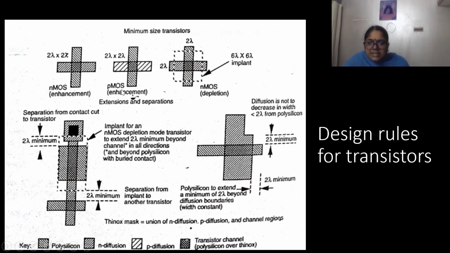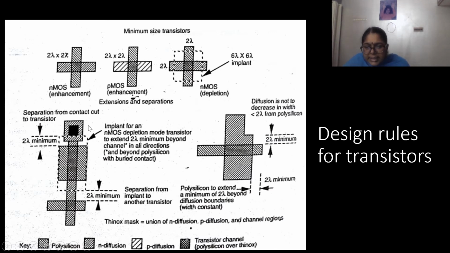Design rules for transistors. The minimum size of the transistor that is formed, that is the overlapped region of N diffusion and polysilicon, or P diffusion and polysilicon, or in this case the depletion mode transistor, you can see the overlapped region should be minimum 2 lambda cross 2 lambda, and the size of the square which you draw for the implant should be minimum 6 lambda by 6 lambda.